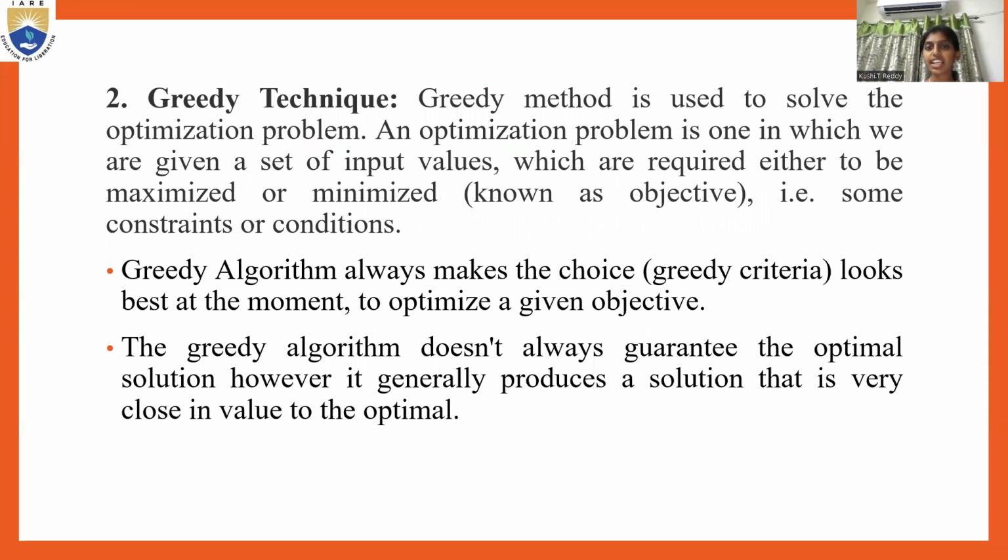Next is the greedy technique. The greedy technique is used to solve optimization problems. Greedy means, as you all know, the word itself says more profit within less amount of time. So the greedy method is used to solve the optimization problem, and an optimization problem is one in which we are given a set of input values which are required either to be maximized or minimized, that is constraints or conditions. A greedy algorithm always makes the choice that looks best at the moment to optimize a given objective. The greedy algorithm does not always guarantee the optimal solution. However, it generally produces a solution that is very close in value to the optimal solution.